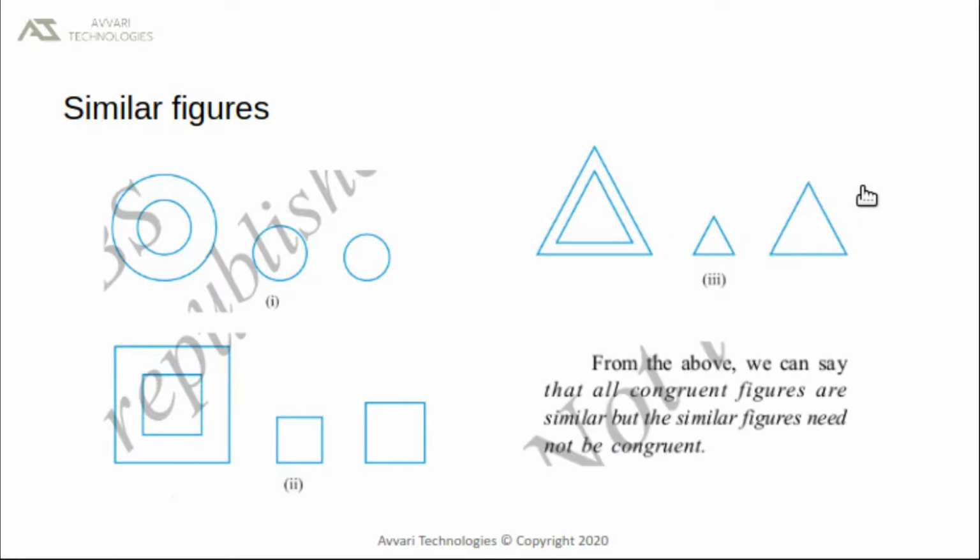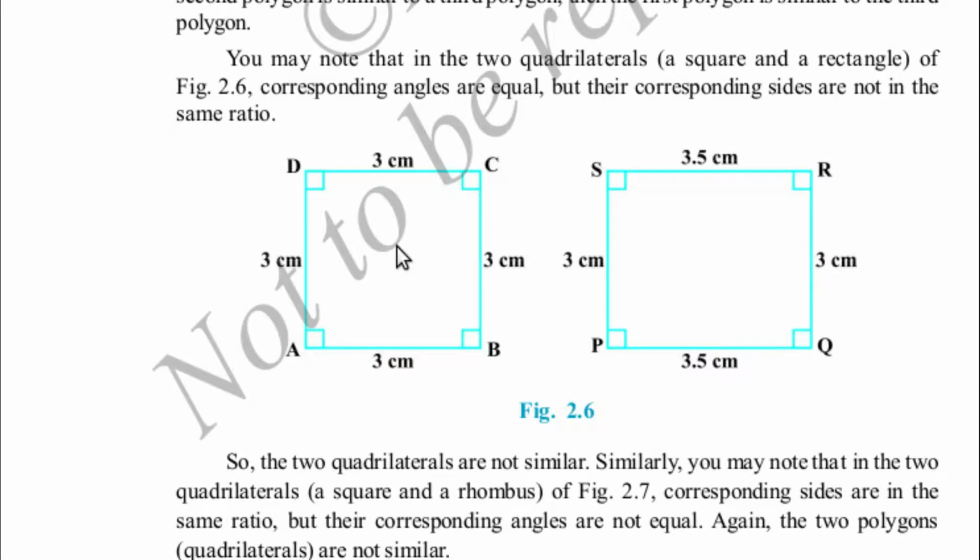All congruent figures are similar, but the similar figures need not be congruent. We will see why it is so. In this example we can see we have got a square and we have got a rectangle. At first glance it looks like it is similar.